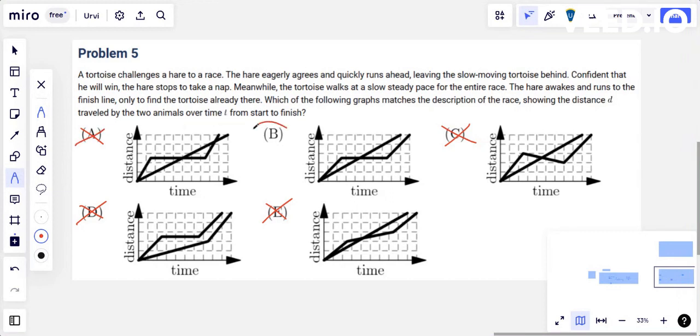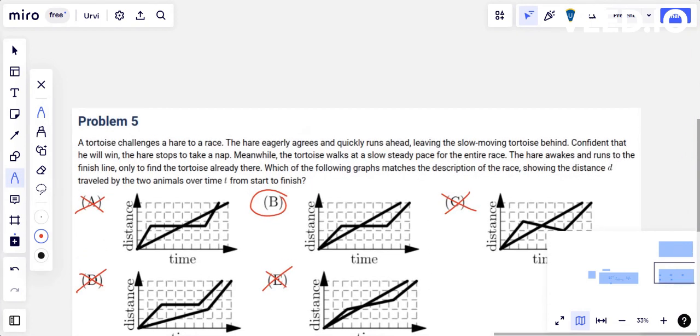So B is the only thing left, and we can verify that. So he was winning in the first half, then he took a nap while the tortoise went on at a steady pace, and the tortoise went to the top of the distance bar faster than the hare did. Yeah. So we can verify that B is the right answer.